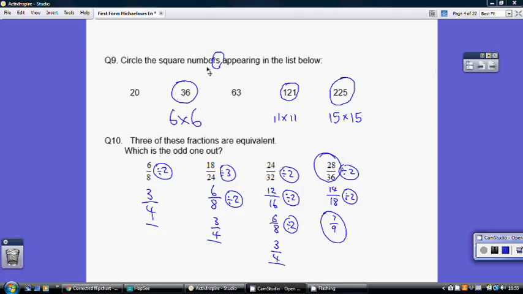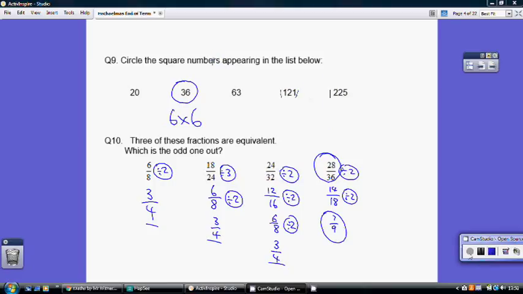So, circle the square numbers appearing in the list below. A square number is a number you get when you times a number by itself. So we've got 3 square numbers here because 6 times 6 is 36, 11 times 11 is 121, and 15 times 15 is 225. So 36, 121 and 225 are square numbers.